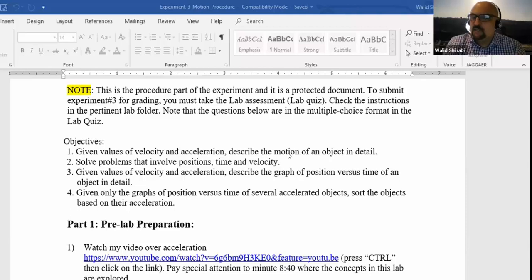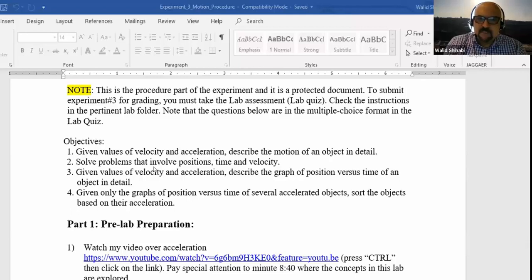Describe the motion. And when you describe the motion, make sure to use certain terms like the object started, for example, from rest, it accelerated, it decelerated, it moved with a constant velocity. So make sure you use those scientific terms: accelerated, decelerated, it's moving at constant velocity, and so on. Okay. So that's the first purpose here.